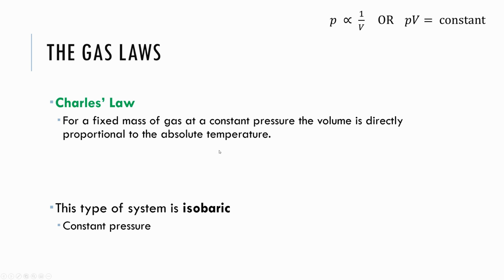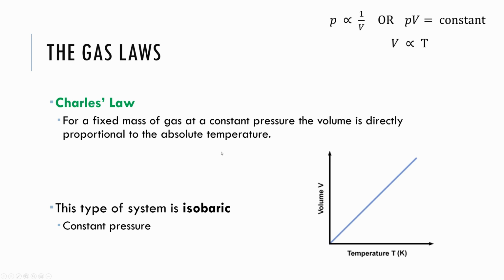Another law was Charles's law, where we looked at the relationship between volume and temperature. And it turns out those two things are directly proportional. So this is a nice, easy one. Volume and temperature are directly proportional. Again, assuming that I have a constant mass of gas kept at constant pressure, which we call isobaric. That'd be constant pressure. So here I get a directly proportional relationship. If temperature increases, volume increases.